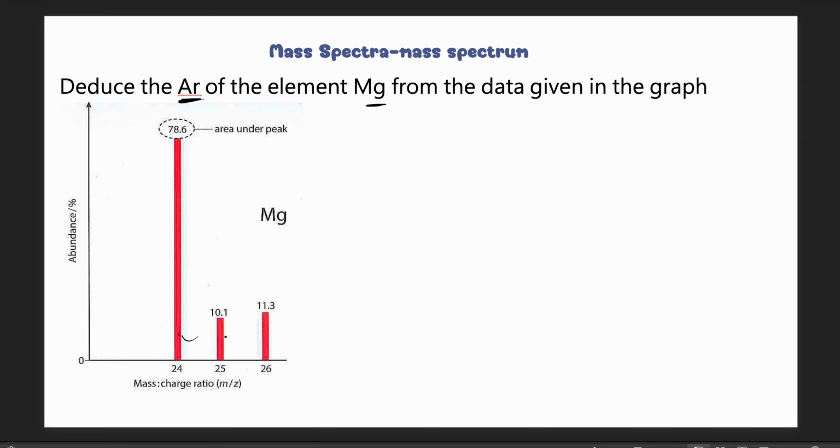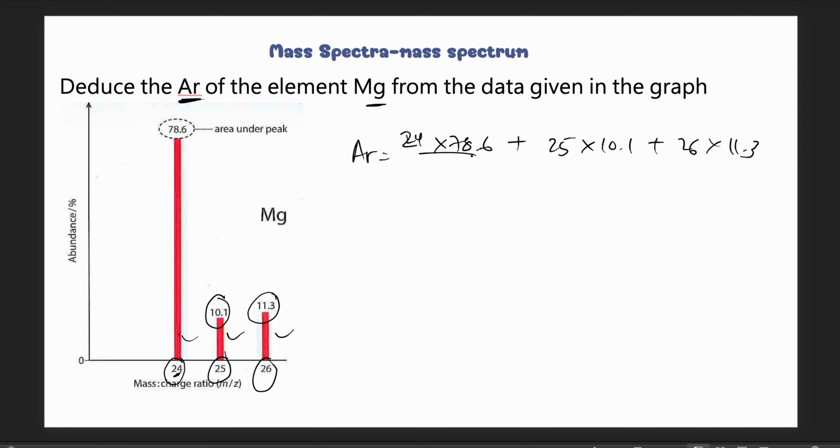And next, deduce the relative atomic mass of magnesium from this mass spectrum. So we've got three fragments. For 24, the percentage of abundance is 78.6. For 25 it's 10.1. For 26, it's 11.3. So Ar would be total mass. We multiply each mass times its natural abundance, so 24 times 78.6 plus 25 times 10.1 plus 26 times 11.3, divided by 100. 100, right? The total atoms: 78.6 plus 10.1 plus 11.3, but usually it's always 100. So you get 24.3. So this is the relative atomic mass of magnesium.